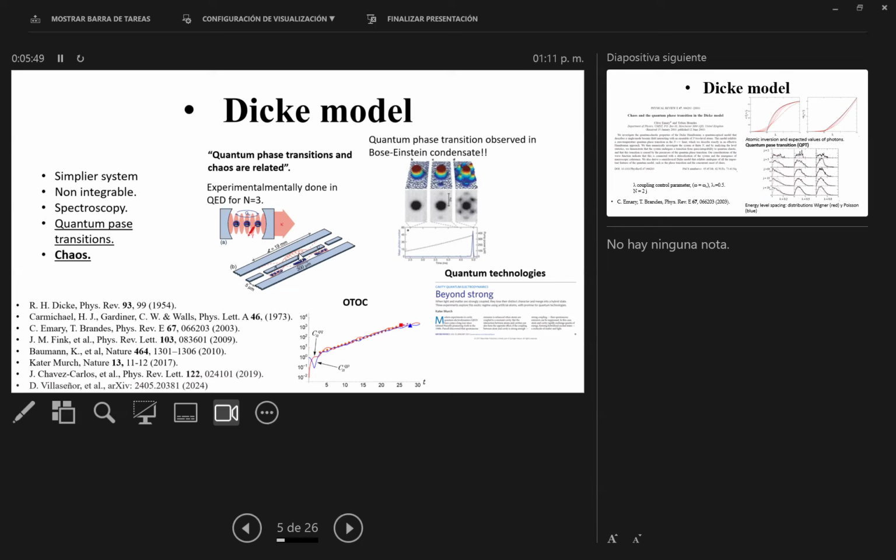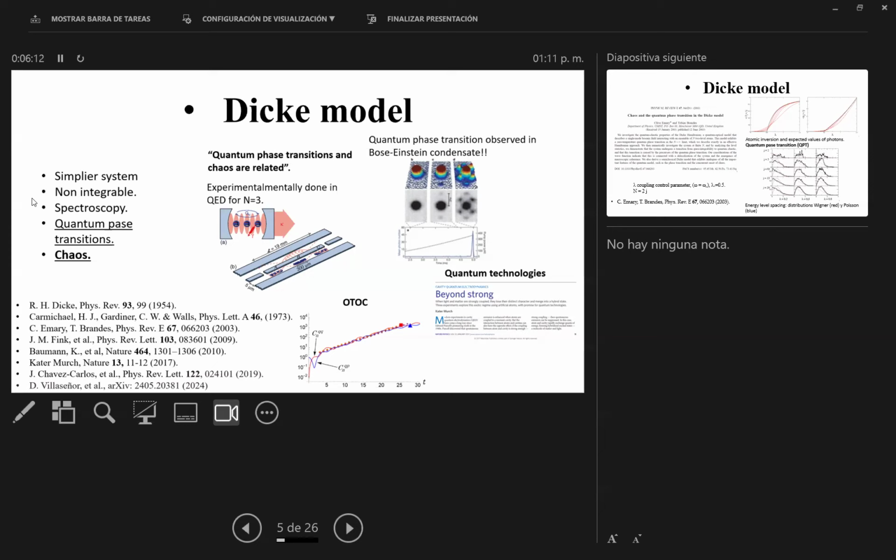Okay. Yeah, exactly. Well, Lea explained this part of the atoms so well, and in this slide I present some of the history around this system. It's a simpler model basically because, as I told you, this is basically a two-body system.